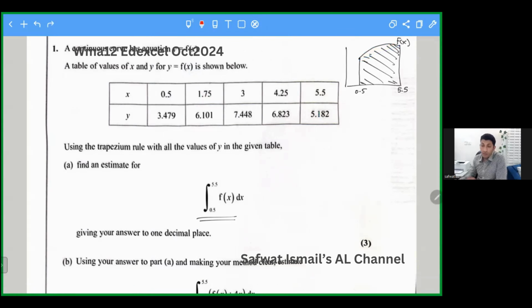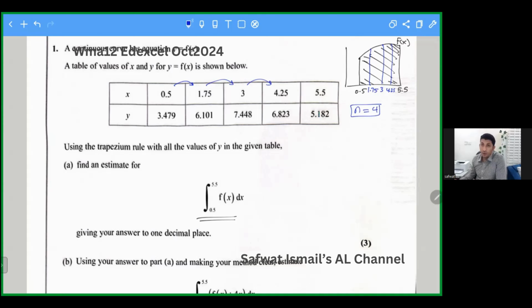So to overcome this problem, we need to divide the area into trapeziums. Here is the first trapezium from 0.5 to the second value, which is 1.75. The second trapezium is from 1.75 to 3, and then from 3 to 4.25. And the last trapezium is from 4.25 to 5.5. So in total, we have 4 trapeziums. So we have the number of strips is 4.